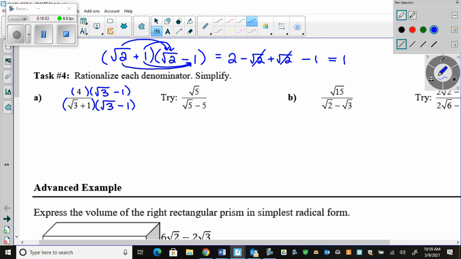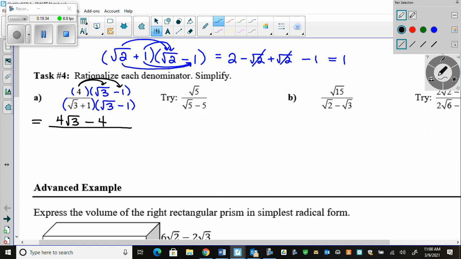So we're going to distribute. When we distribute the top, I have a number in front of brackets. This is why polynomials was so important in grade 10. It taught you how to distribute properly. So we're going to go 4 times root 3. What's that? 4 times root 3? 4 root 3. That's it. So when you have a number multiplied by a radical, you just get that number-radical combo. And then 4 times negative 1? Negative 4. We agree?